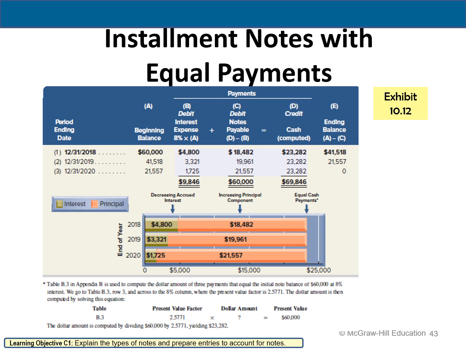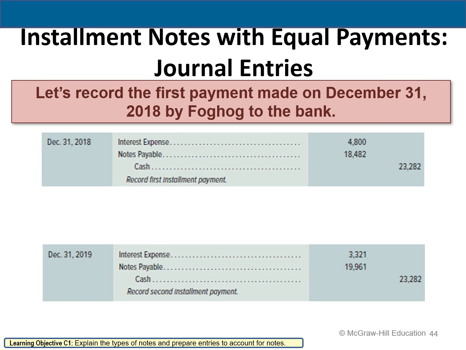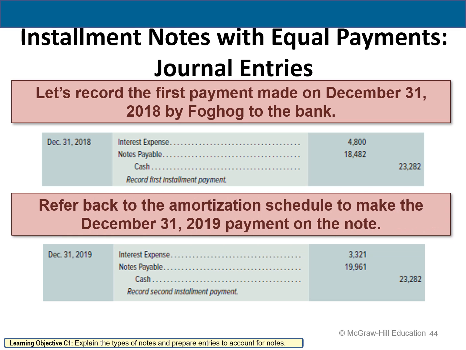So if you look at the picture they're trying to show you there with the bar graph, basically what happens over the term of your loan is the amount of your payment attributable to interest decreases, and the amount of your payment attributable to principal increases, right? It's typical amortization. So let's look at what happens with the journal entries.